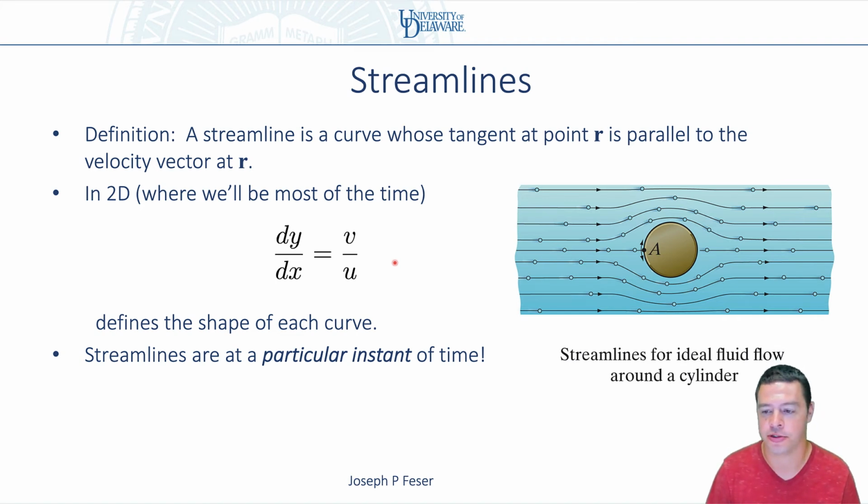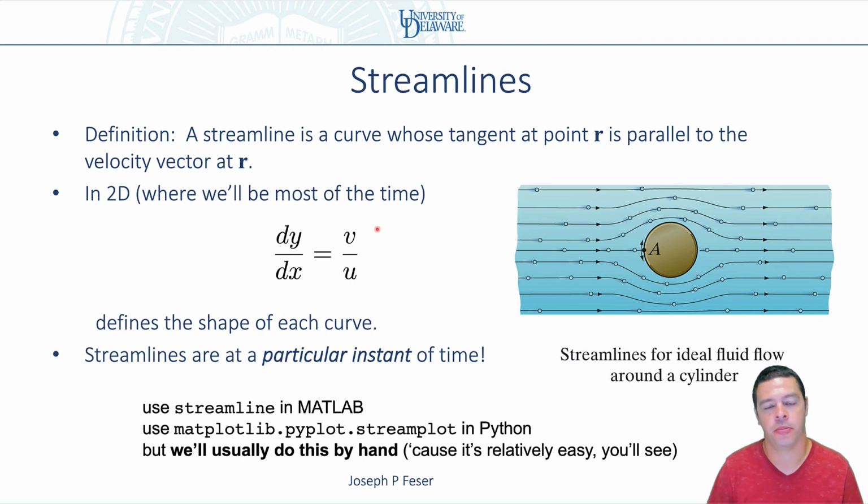The thing that is really interesting about streamlines is that streamlines are at a particular instant of time. If the velocity vector is changing with time, that means that the streamline is changing with time. So at a particular instant of time, it's given by this equation, but what the streamlines look like over time will change.